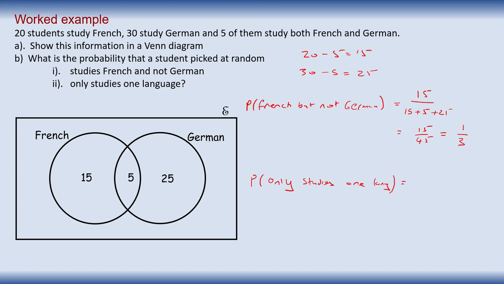That's going to be one language. You got 15 and you got 25, so 15 plus 25. They're studying one language. You can't count the 5 in the middle because they're studying both, and then that's out of the total number. We know the total number is 45 from before, so that gives us 40 out of 45, which is 8 out of 9.